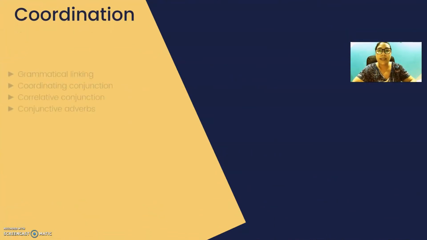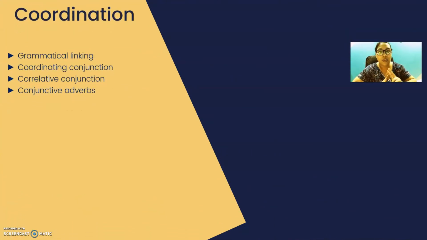Coordination. It is known as the way that two or more words which belong to the same category are linked together by using coordinating conjunctions, correlative conjunctions, and conjunctive adverbs. It has different structures that can be conjoined.